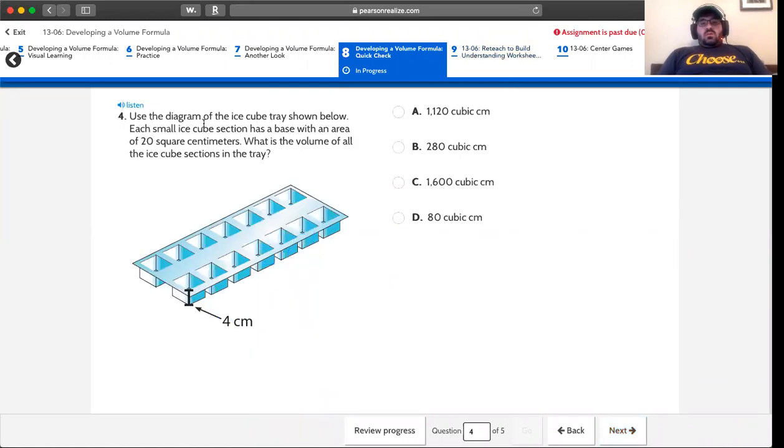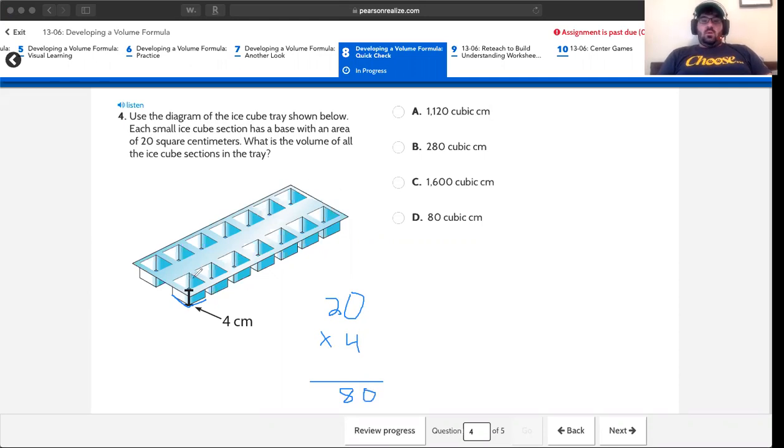Question 4, use the diagram of the ice cube tray shown below. Each small ice cube section has a base with an area of 20 square centimeters. What is the volume of all the ice cube sections in the tray? So I need to find the volume of one section, and then I can multiply that by the number of sections there are. Each base is 20, so to find the volume, it'd be 20 times 4. So the volume of one container would be 80. But I don't want just one. I want every single one.